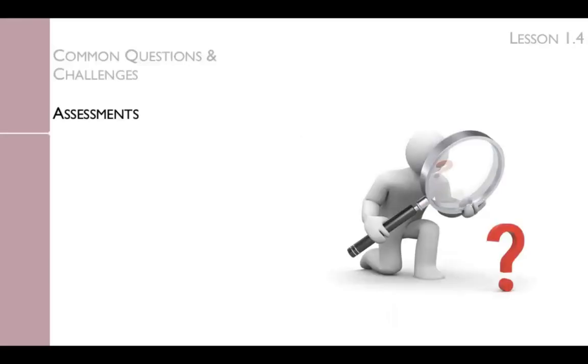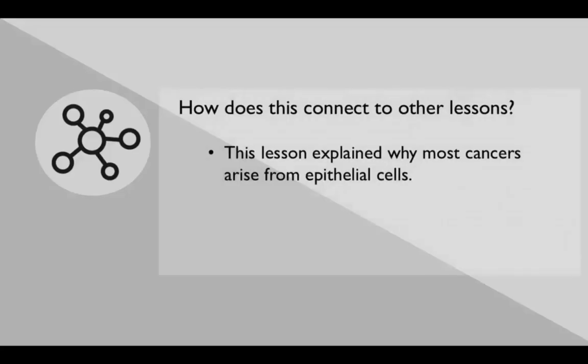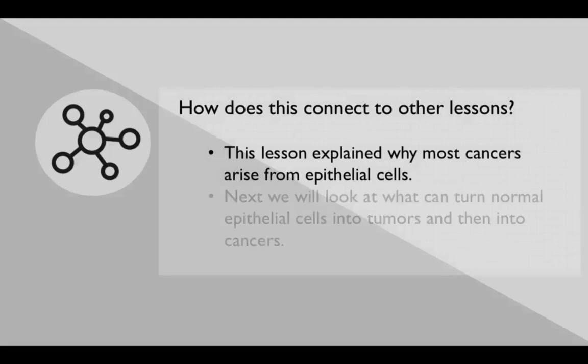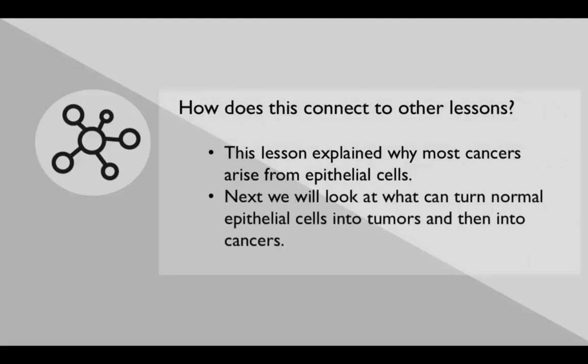At the end of the lesson, collect the lesson worksheets to assess student explanations of the function of epithelial cells and why they are the most vulnerable to carcinogens. This lesson explained why most cancers arise from epithelial cells. Next, we will look at what can turn normal epithelial cells into tumors and then into cancers.